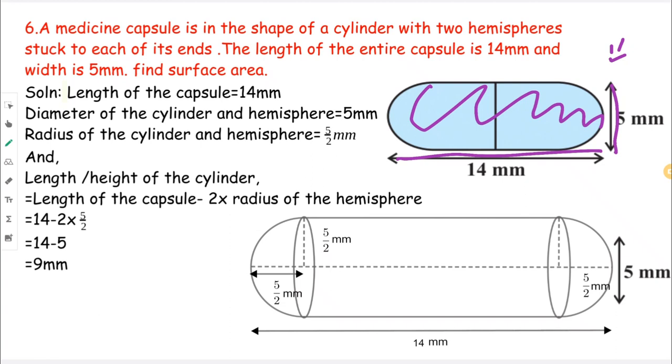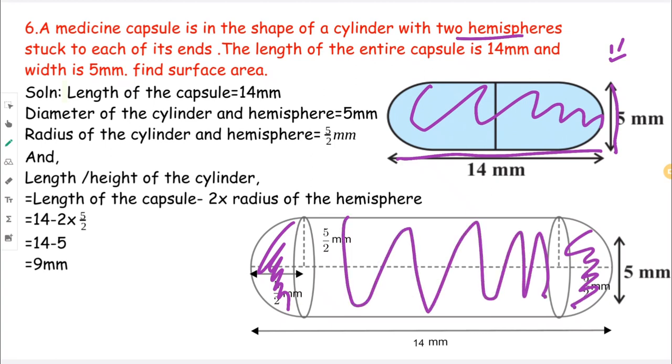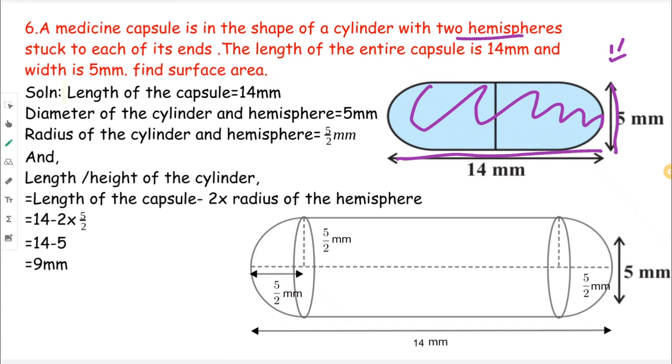All right. So how do you do this? The question tells us that there are two hemispheres stuck to each of its ends, right? So in order to find the total surface area, it will be the curved surface area of the two hemispheres plus the curved surface area of the cylinder. When we add all these three, we'll get the total surface area of the medicine capsule.